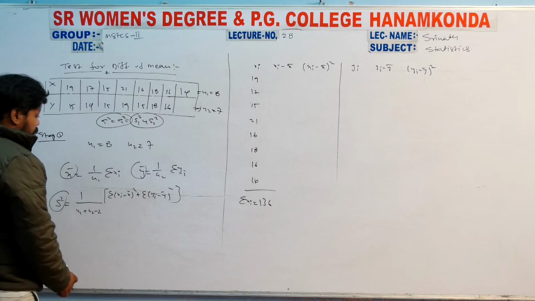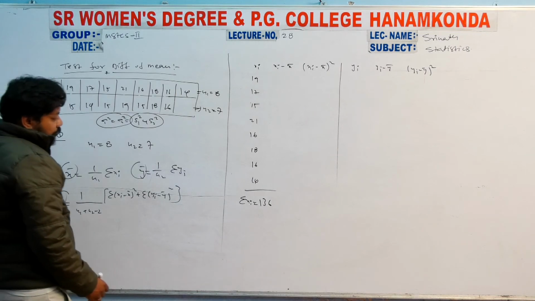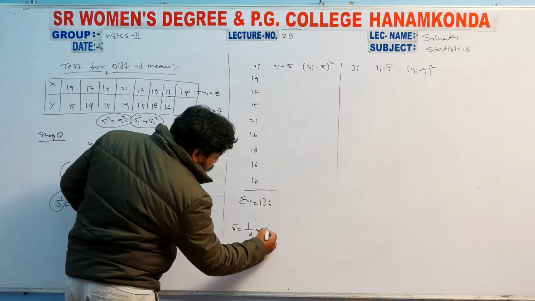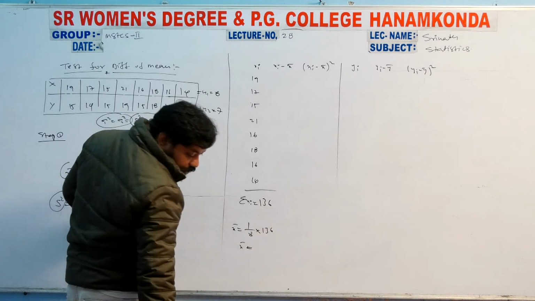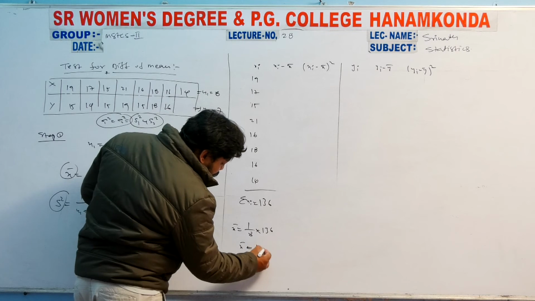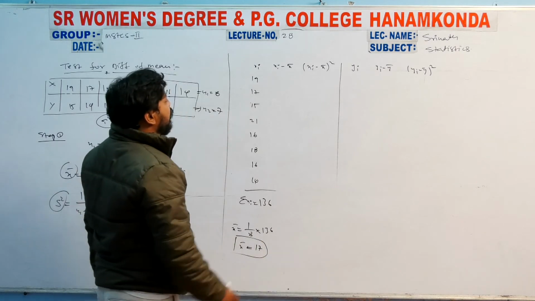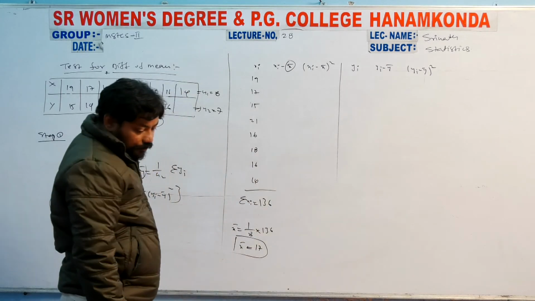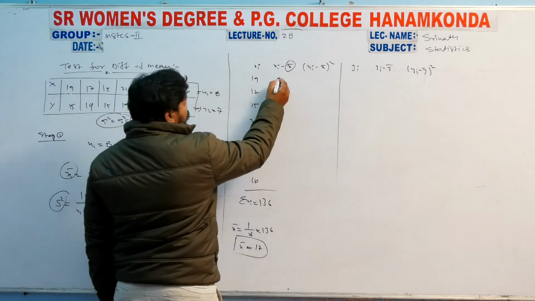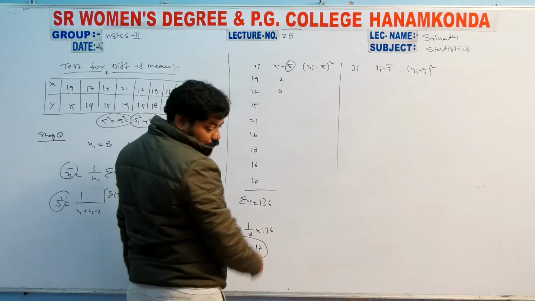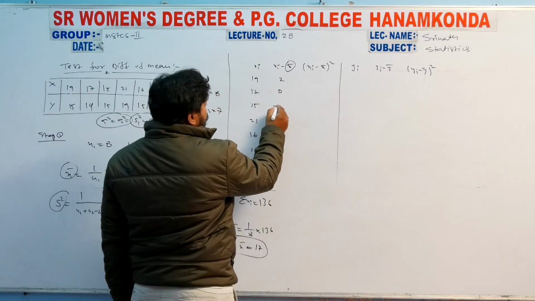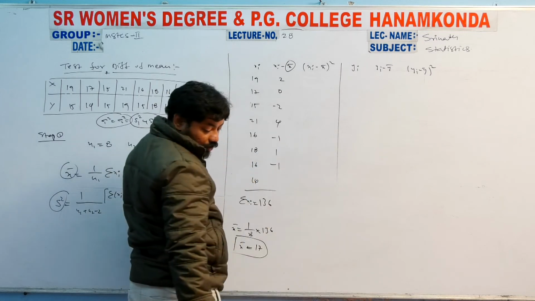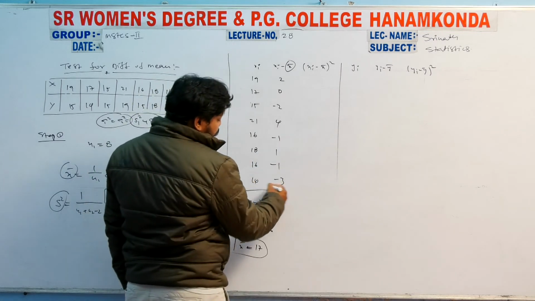So x bar, we want to find out. x bar is equal to 1 by 8 into 136. The x bar value is 17. So here we can easily substitute the x bar value 17, and we get the values 2, 0, minus 2, 4, minus 1, 1, and minus 1, minus 3.